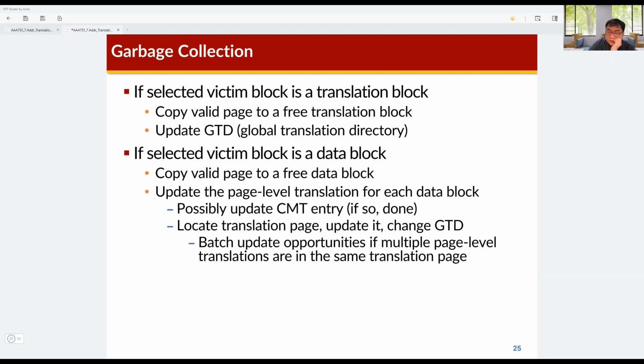Also, the Dftl includes translation blocks, and if the translation blocks are erased and then moved to some new pages, then we need to update the GTD. Then if the victim block is a data block, then we need to update the entries inside of the CMT. Also, we need to update the translation pages inside of translation blocks. So that's why the overhead of the garbage collection may be high if the Dftl is applied.